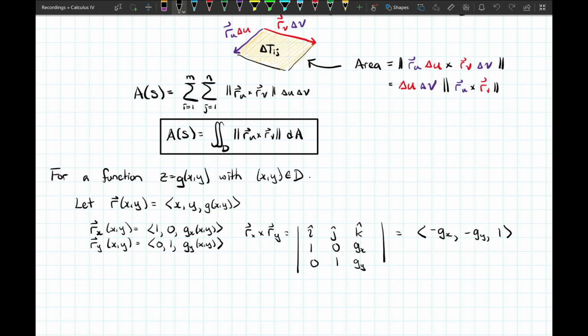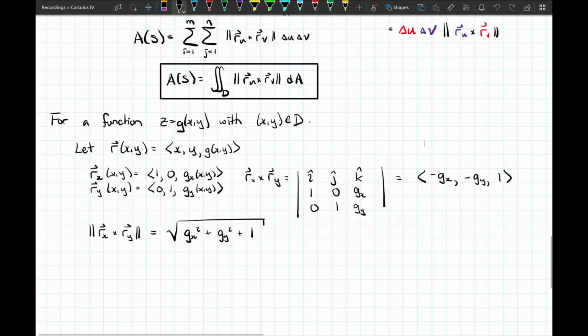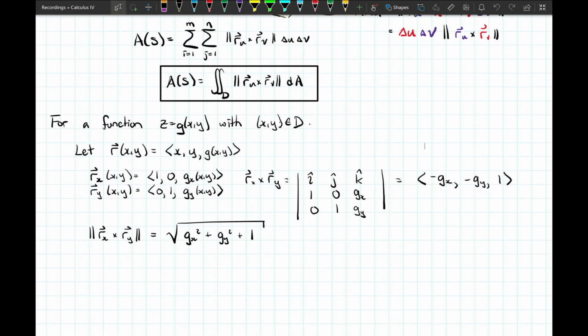And that's probably important to remember, that that is always going to get us a normal vector to a surface where we have z equal g of x, y. And from there, we can find the magnitude and plug that into our surface area formula. The magnitude of that normal vector is simply the square root of gx squared plus gy squared plus 1, and that gives us a convenient formula for the surface area of a function z equals g of x, y. It's simply the double integral over the region D of that root gx squared plus gy squared plus 1.